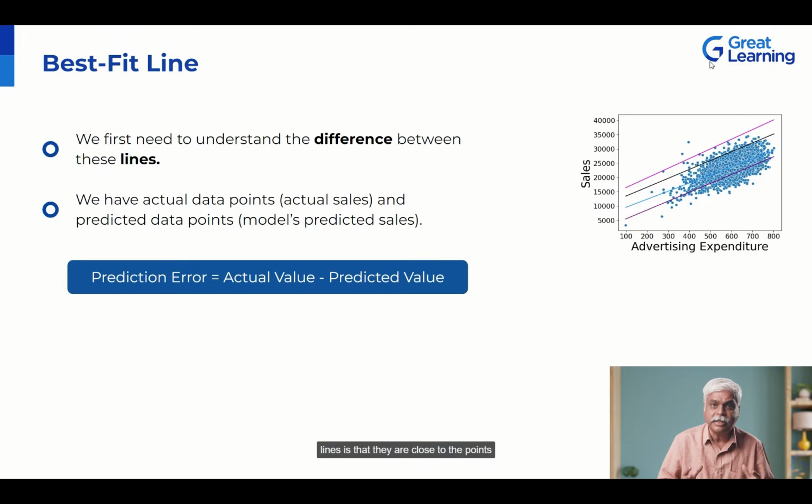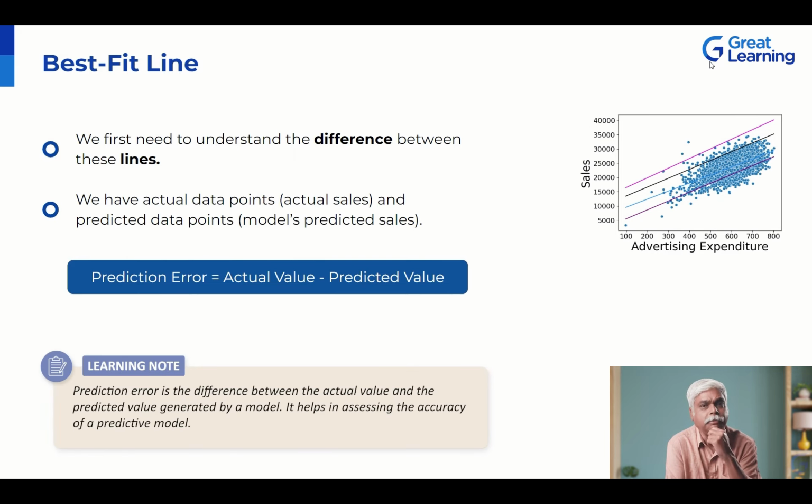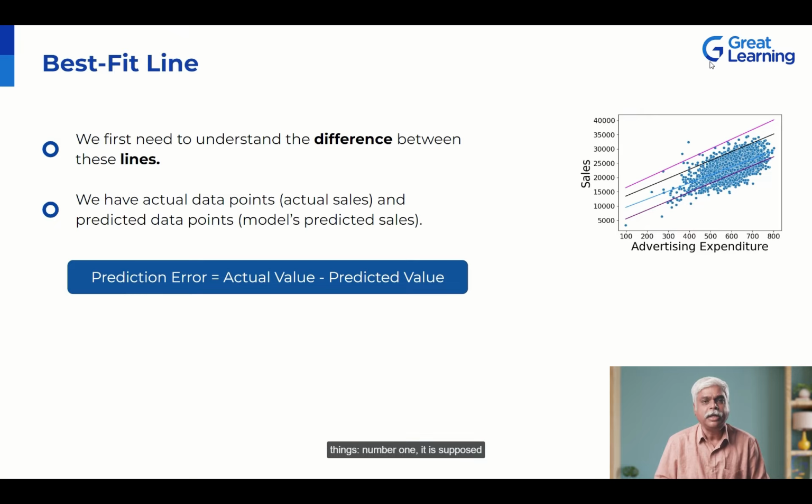The difference between these lines is that they're close to the points in different ways. So we have actual data points, actual sales, and we have the line. One way to think about this is to say, how far are the points from the line? Now the points on the line are meant to be what? Let's go back to what the regression line is supposed to be doing. It's supposed to be doing two things. Number one, it's supposed to be saying, how does sales depend on advertising? And the second is, it's supposed to be predicting sales based on advertising.